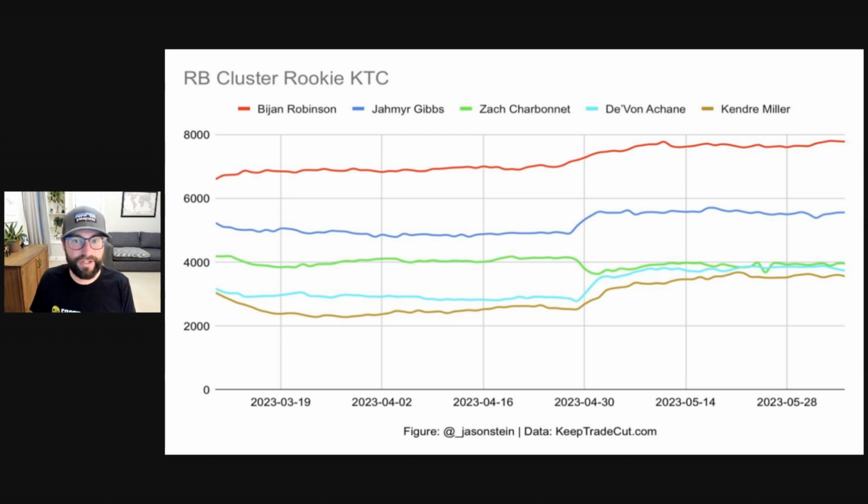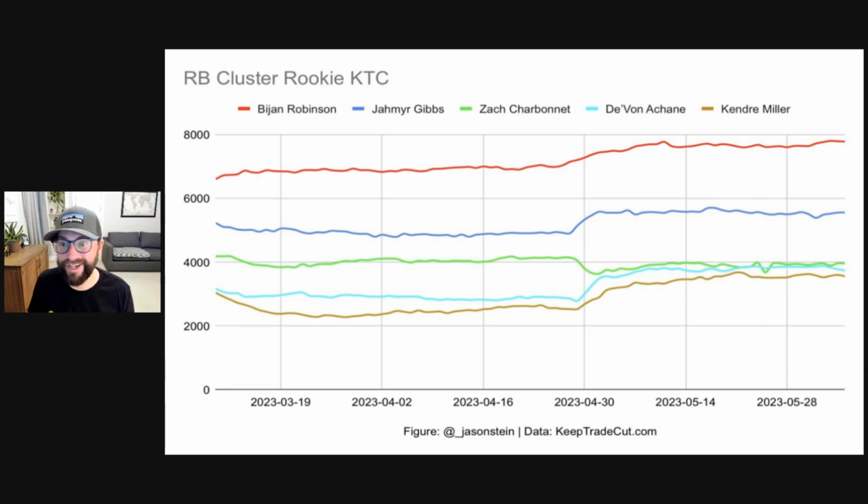This chart, I just wanted to include, these are the top 5 rookie running backs on KTC. We could go down to the rest of the running backs, but you've got to stop somewhere. So I just took the top 5 here. And then what I really wanted to show was the price movement that happened around the draft. You can see around that 430 line, a little bit right of the middle of the chart, where it actually moves. You can see Bijan going up. You can see Jahmyr Gibbs going up. You actually see Zach Charbonnet fall substantially, and then Devin Achane increasing substantially, and Kendre Miller increasing substantially there.